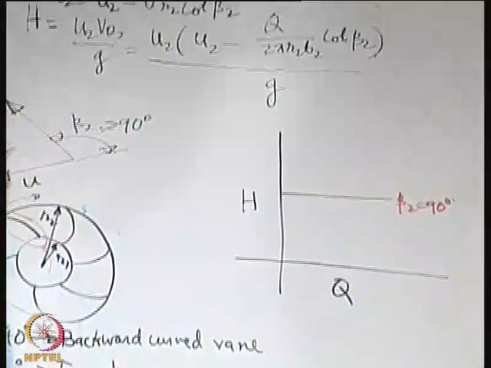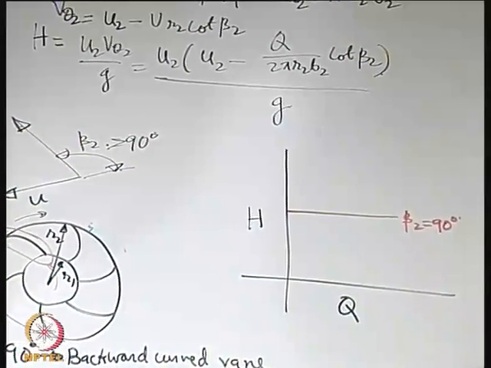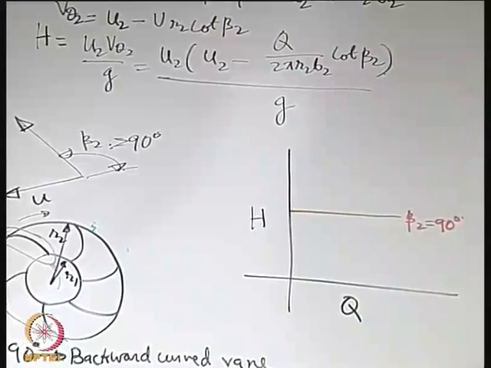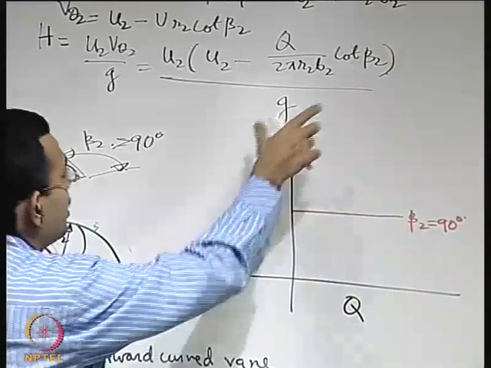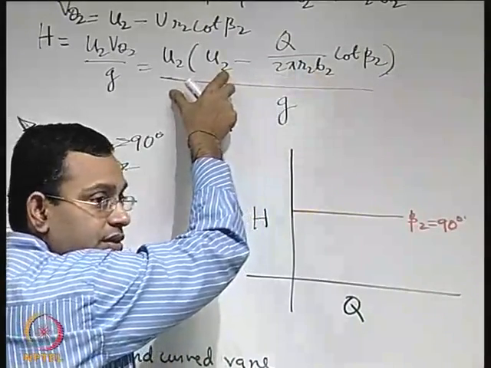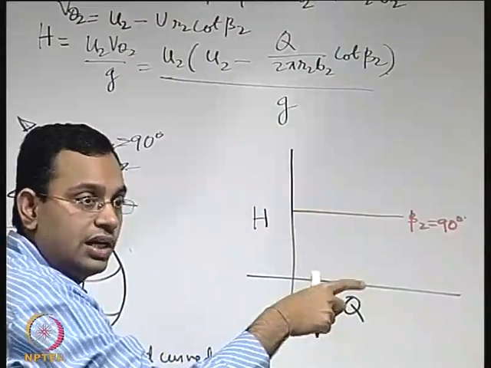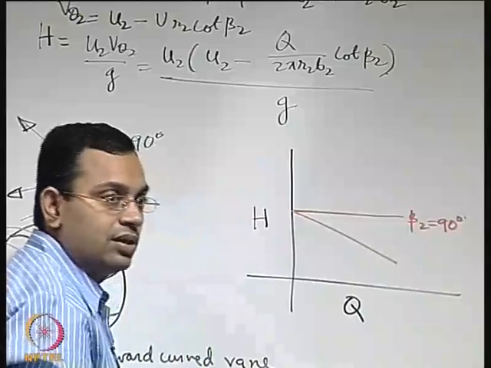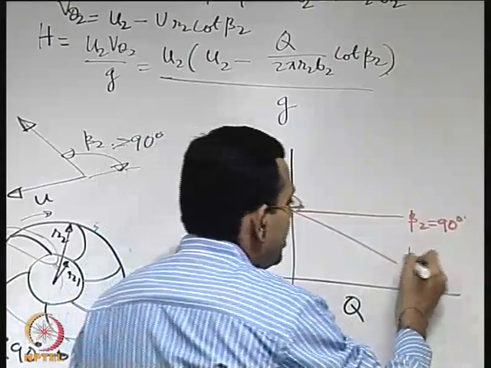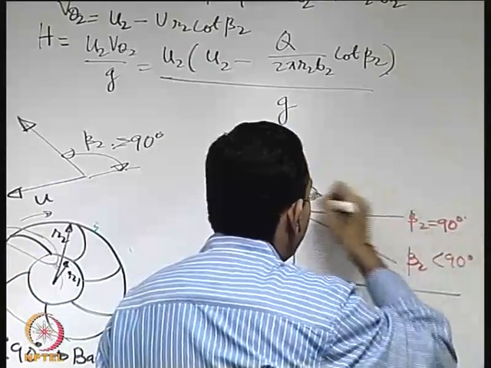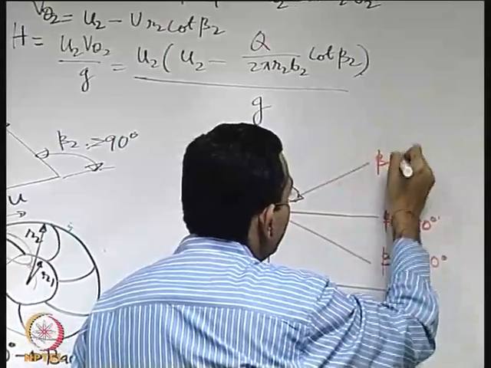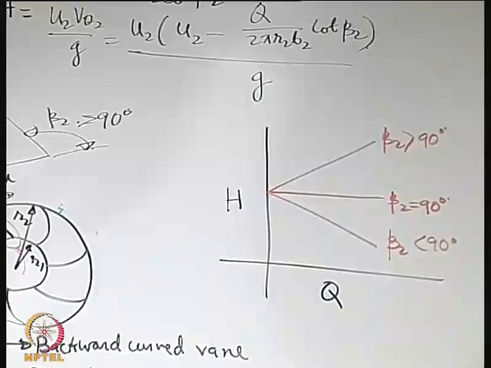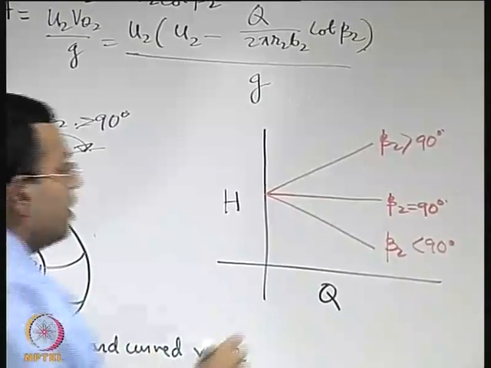If beta 2 is less than 90 degree, then cot beta 2 is what? Positive. So, that means you are having a positive number subtracted from this. So, with increase in q, h should decrease, and h linearly varies with q. So, it should be a linearly dipping variation with beta 2 less than 90 degree. Similarly, with beta 2 greater than 90 degree, it will be like this. Remember, these are theoretical variations.